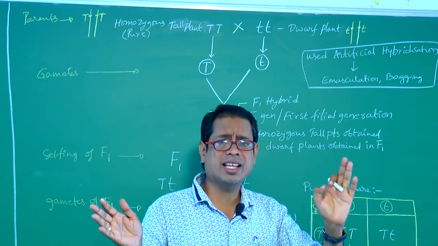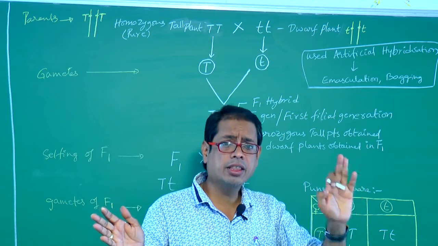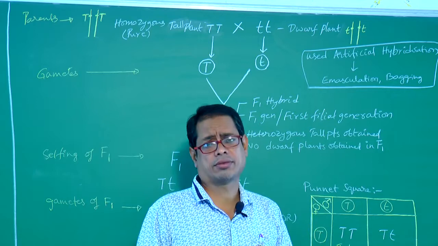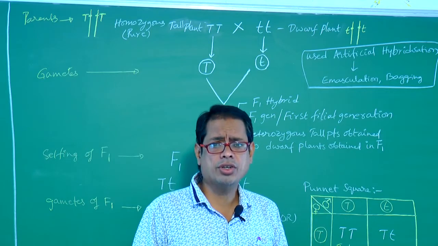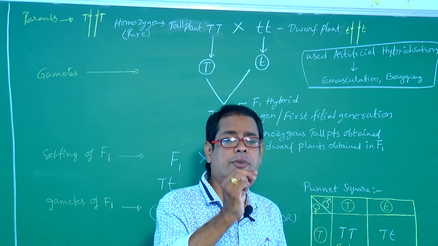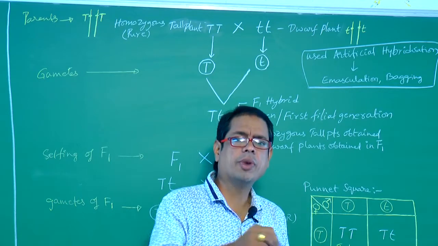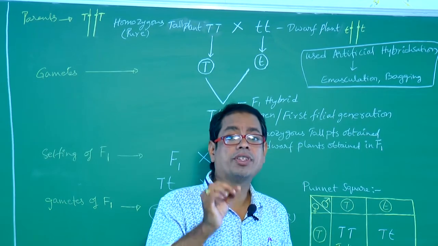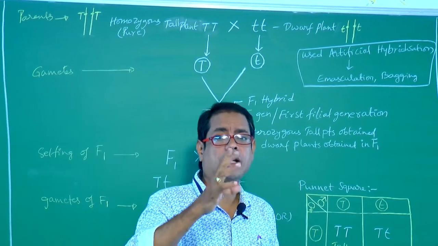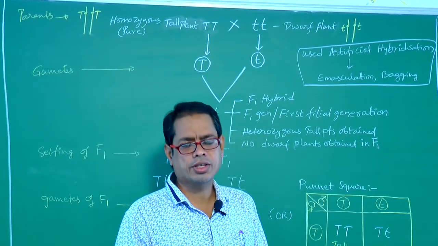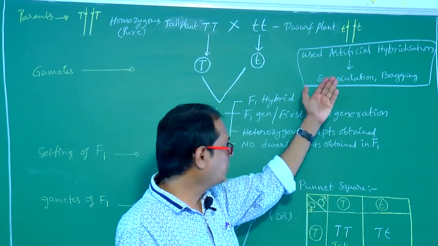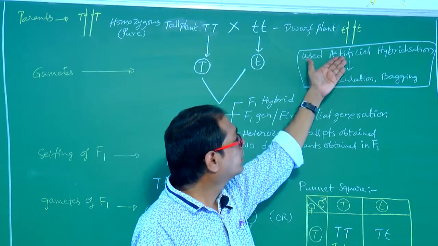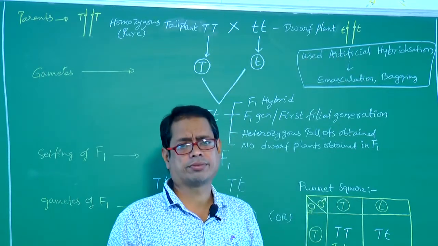In the parent selected as the female parent, emasculation is done. Emasculation is useful to prevent self-pollination. After emasculation, bagging is done. That is the artificial hybridization Mendel followed. He followed steps like emasculation and bagging, which come under artificial hybridization.